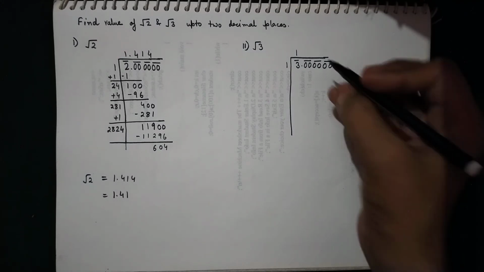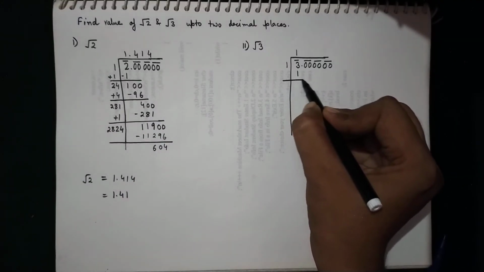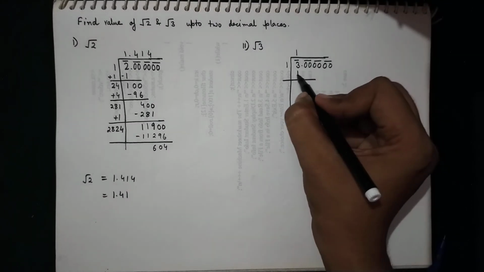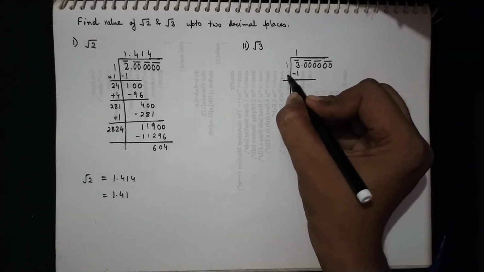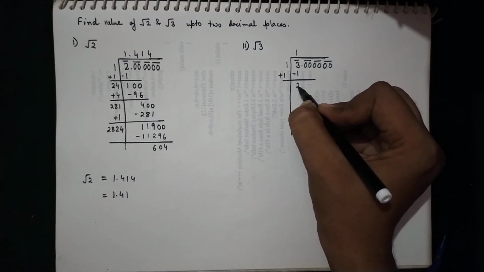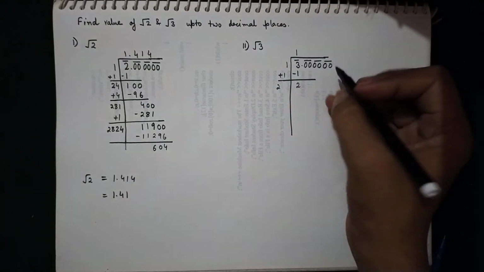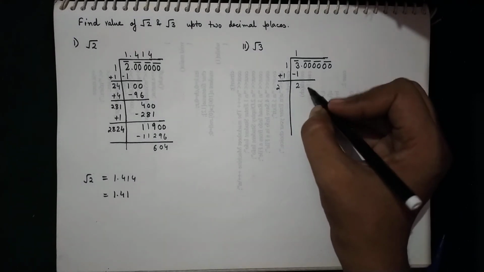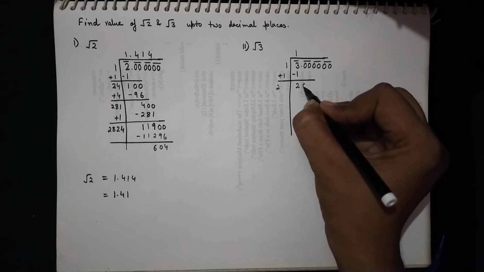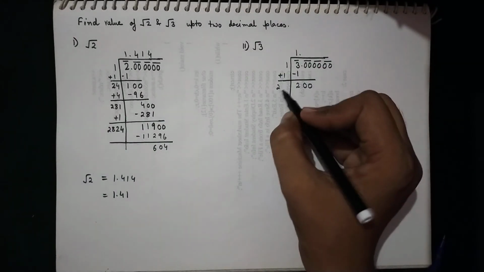Then 1 over here, subtract it, we will get 2, and this will also be 2. Then we are going to copy the digits after the decimal place. So we place this decimal point over here. Then we can try for 7.